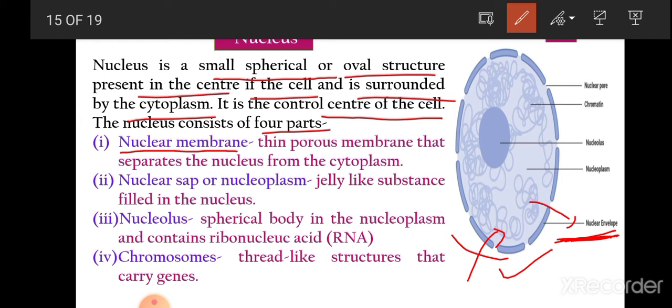Okay. Now the second structure is nuclear sap or nucleoplasm. So this is a jelly-like structure. You can see this is nucleoplasm.